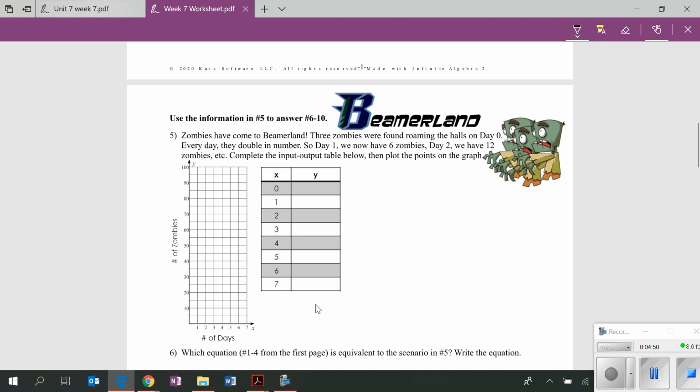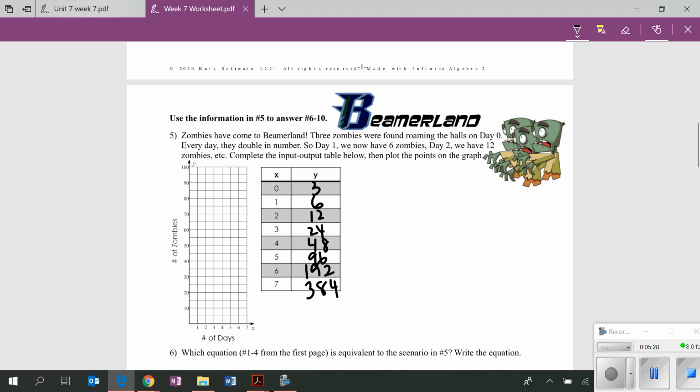On day 0, we were told that there are 3 zombies to start off. And every day they are doubling. So it becomes 6, 12, 24, 48, 96, and then 96 times 2 is 192. And then 192 doubled is 384. So that is our input-output table.